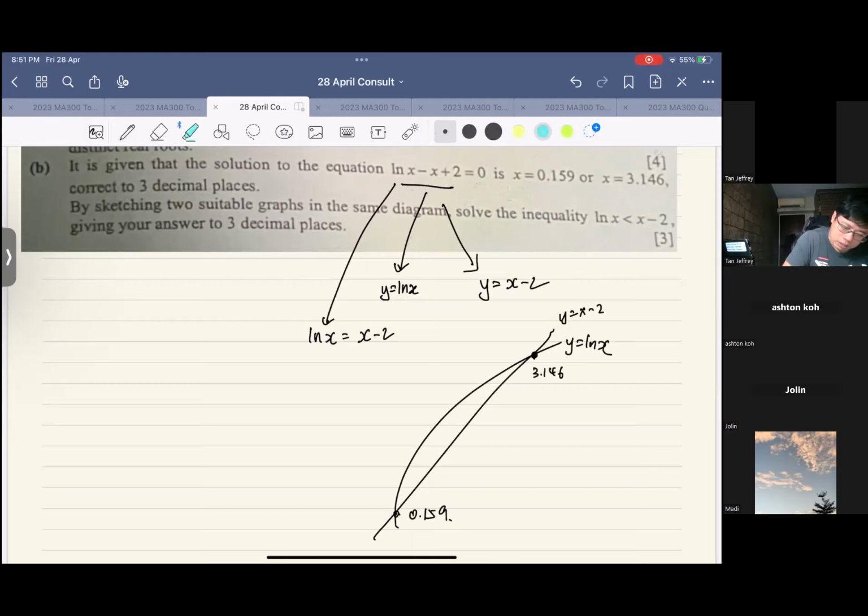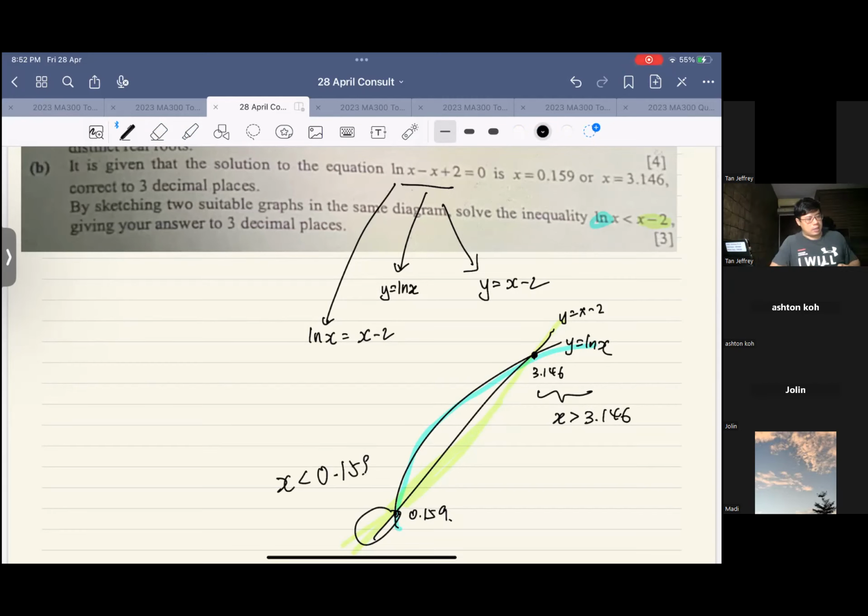So from here you see ln x, x minus 2, right? Now you are basically looking at where you want ln x to be below x minus 2. You want the blue color graph to be underneath the green color graph. Where is the blue color graph going to be underneath the green color graph? It is basically this region where x is more than 3.146, and over here, where x is less than 0.159. That's what it looks like. Is that okay? Oh, okay, thank you.